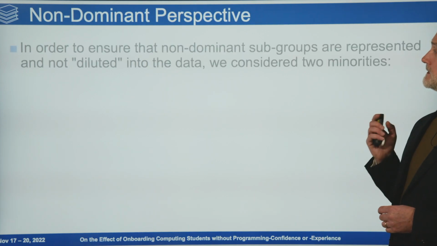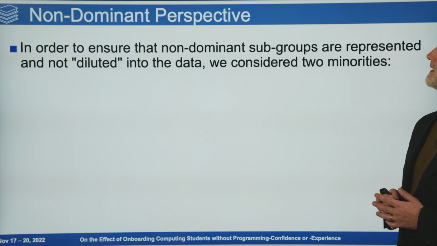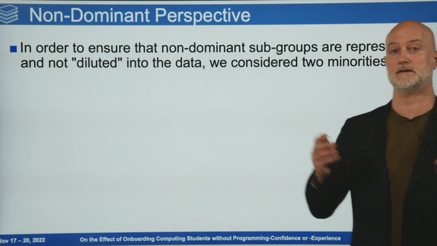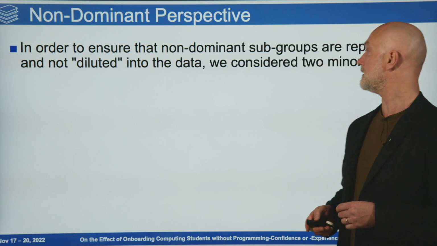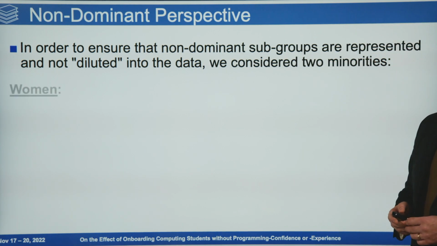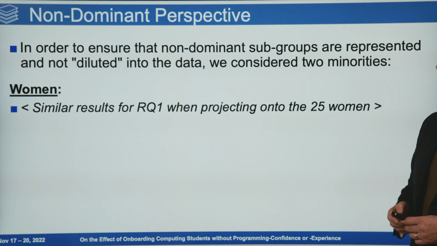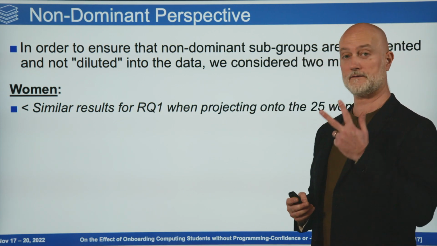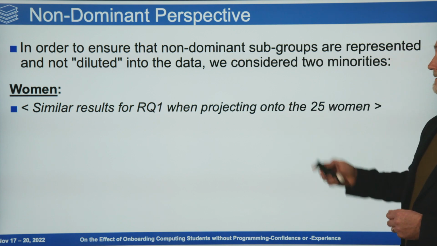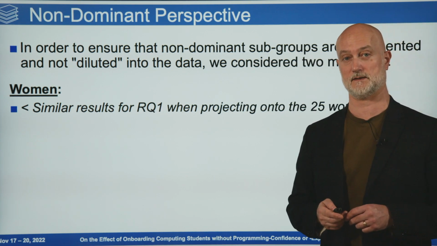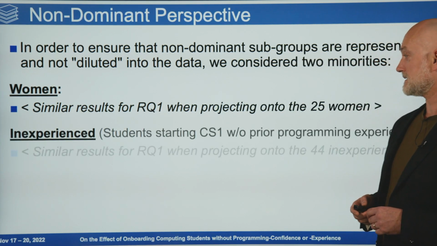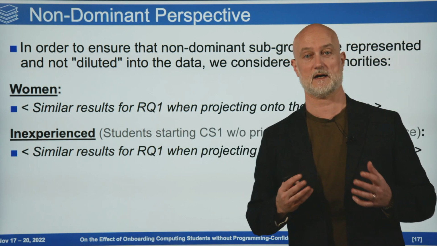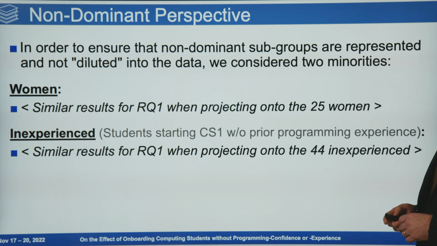Now, in order to ensure that non-dominant subgroups are represented and not simply diluted into our data, we consider two minorities. So we look at women. And we get similar results for the first research question for all three metrics when we project onto the 25 women that participated. Again, a similar pattern emerges if we project onto the students without prior programming experience.